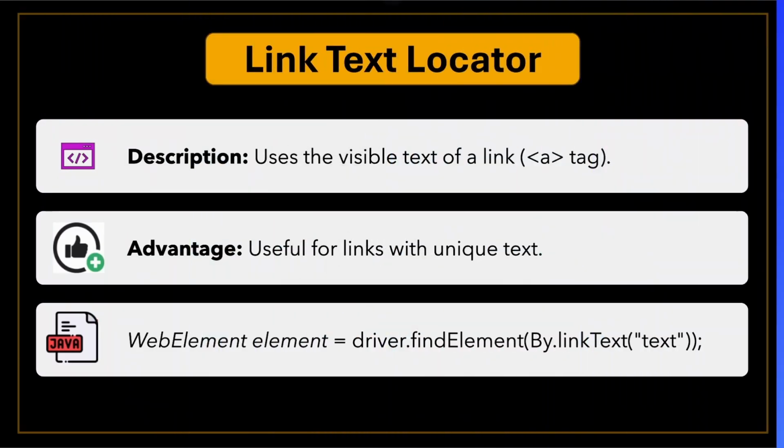Next is link text. The link text locator is used to specifically find hyperlinks on the page, that is web elements with anchor tag, the A tag which we saw previously. It uses the visible text of a link to find the element. If you want to interact with any link that doesn't have any other unique attribute to locate it but has a unique text on a web page, in that case we can use that unique link text to locate that element. Let's get back to our website.